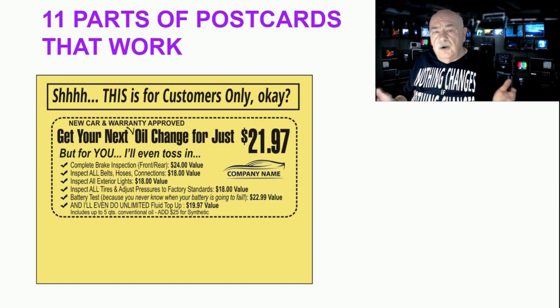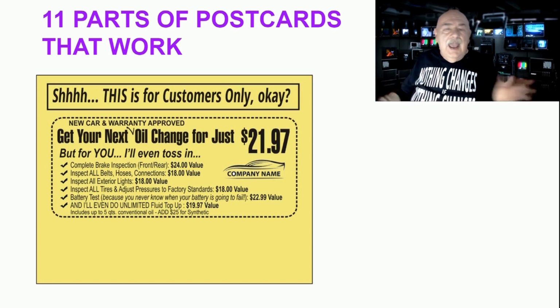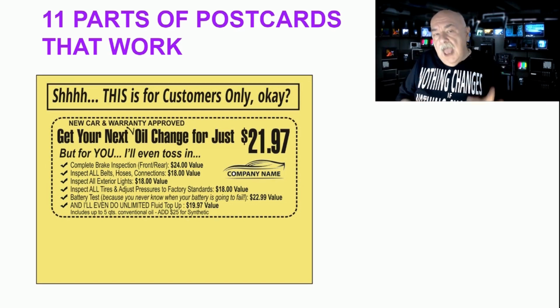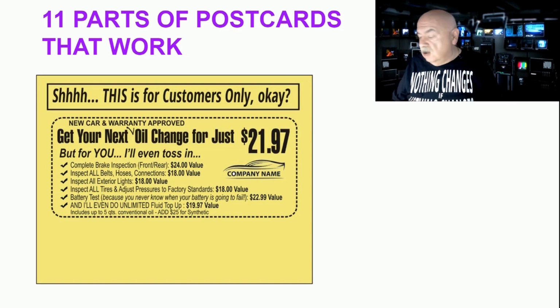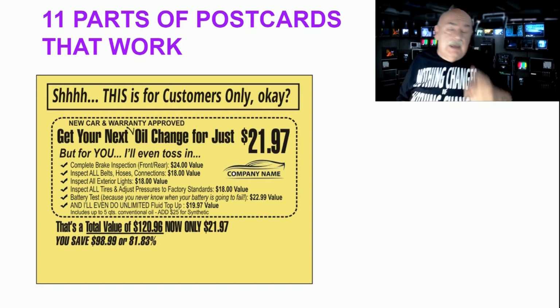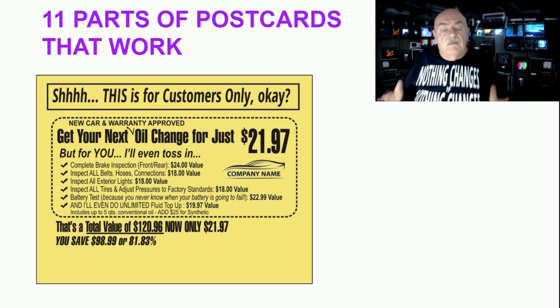When a car comes in for an oil change, you're doing a brake inspection. You're checking all the belts, hoses, connections, exterior lights, adjusting tire pressures, and possibly even a battery test. But what's important here is we have added the value of each of those services. So then at the bottom of that, we then show the customer, remember, don't make me think. I want to see this, and I want to see this quickly. It's a total value of $120.96, now only $21.97.